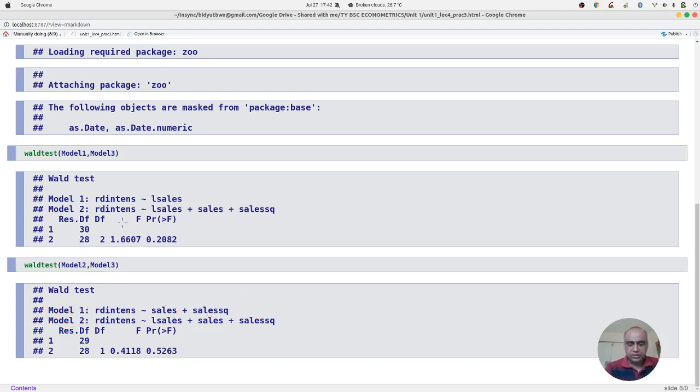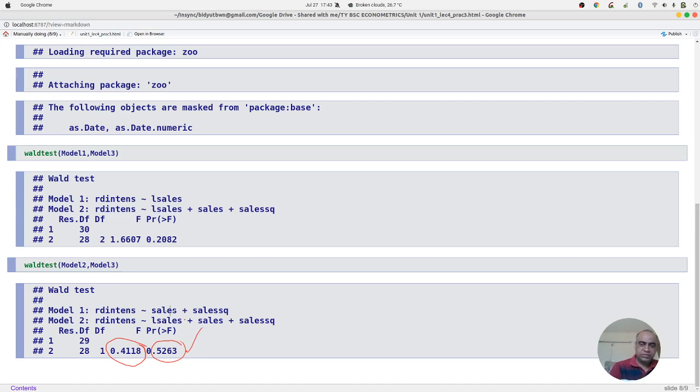That's all. Now what is important here is the F value, 0.41. So it is also not statistically significant. That means when we add log of sales in model 2, this log of sales is not significantly improving the predictive power or explanatory power of model 2. So that's why its marginal contribution is not coming out to be statistically significant.